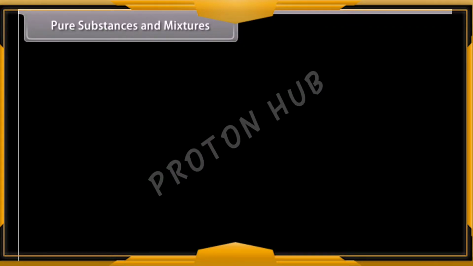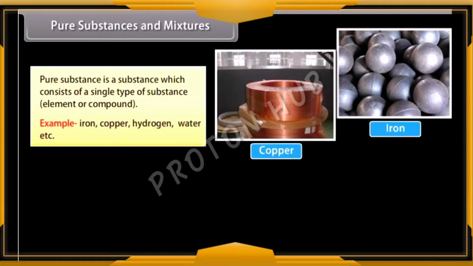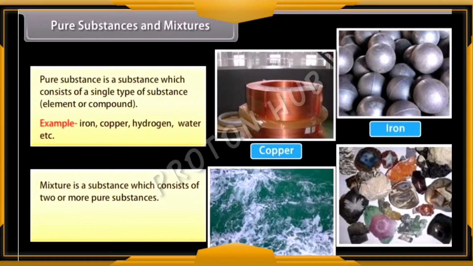Pure substances and mixtures. A pure substance is a substance which consists of a single type of substance, element or compound. Example, iron, copper, hydrogen, water, etc. A mixture is a substance which consists of two or more pure substances. For example, seawater, minerals, soil, etc.